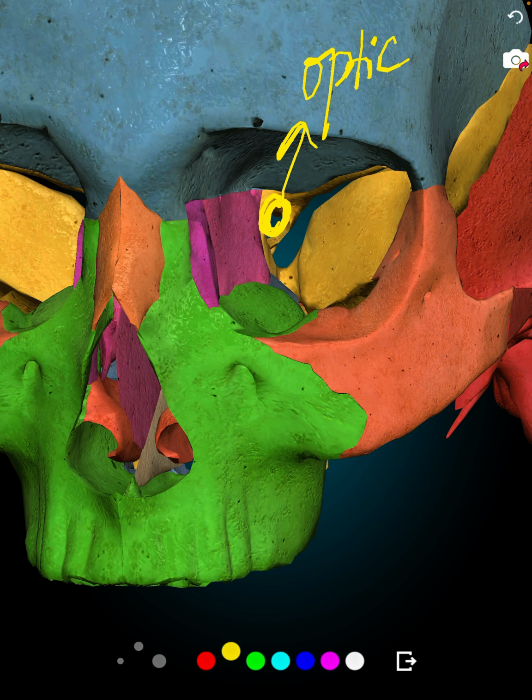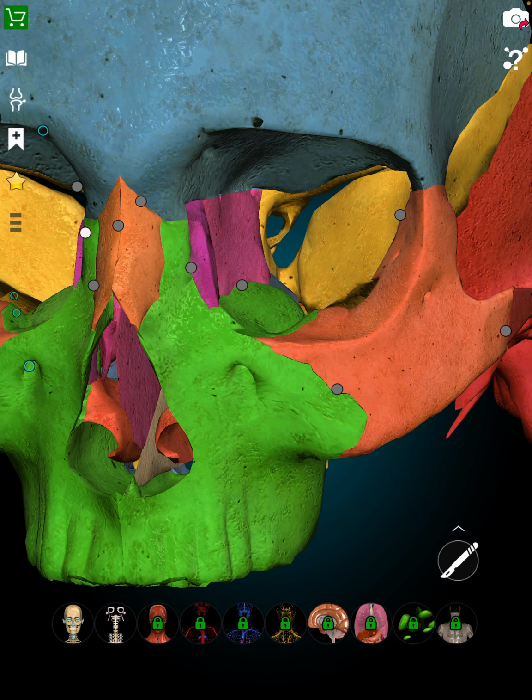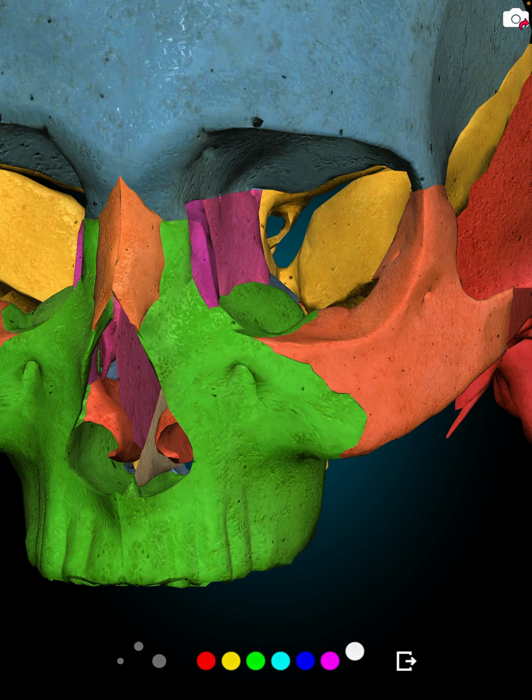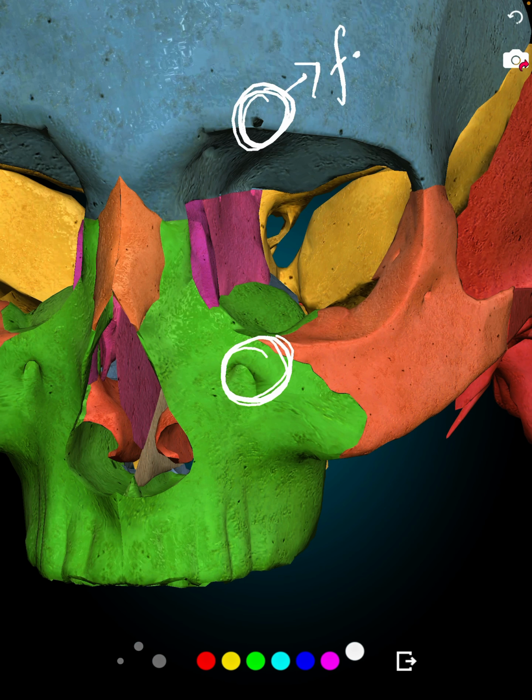We are moving on to the next one, that is your orbital foramen. Okay, superior orbital foramen and inferior orbital foramen. So they are named as foramen supraorbital and foramen infraorbital. We have a foramen above our orbit. We have a foramen below our orbit. Okay, the one above is called foramen supra. Supra means above.